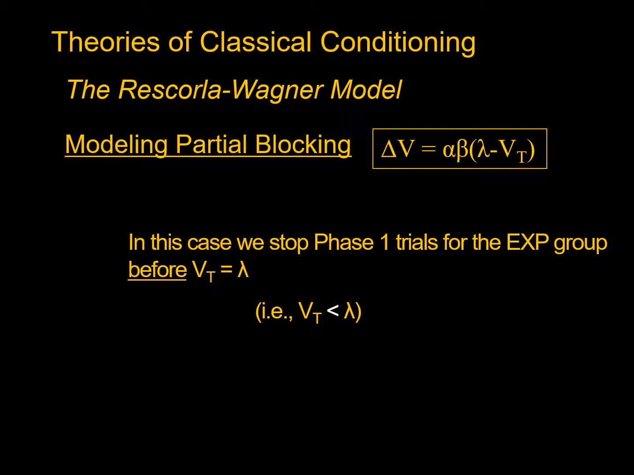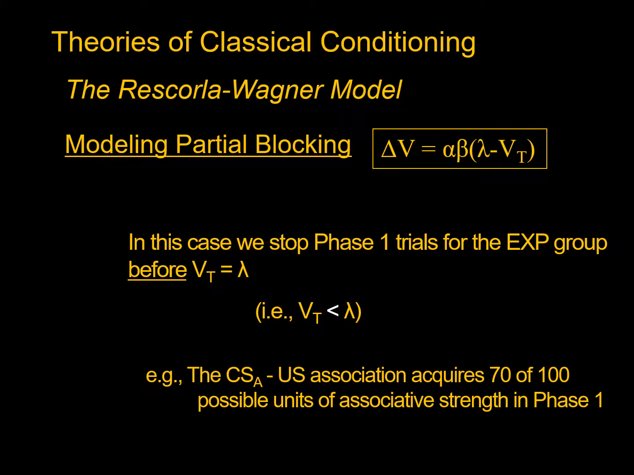Just for the sake of example, I'm taking this number out of thin air here. Let's say we're going to keep the parameters the same for the most part. Let's just say of that 100 units of possible associative strength, we used up 70 of them in phase 1 for our experimental group. So they've acquired a reasonably strong association between CSA and the US, but there's still some possible power left that we might use for other things.